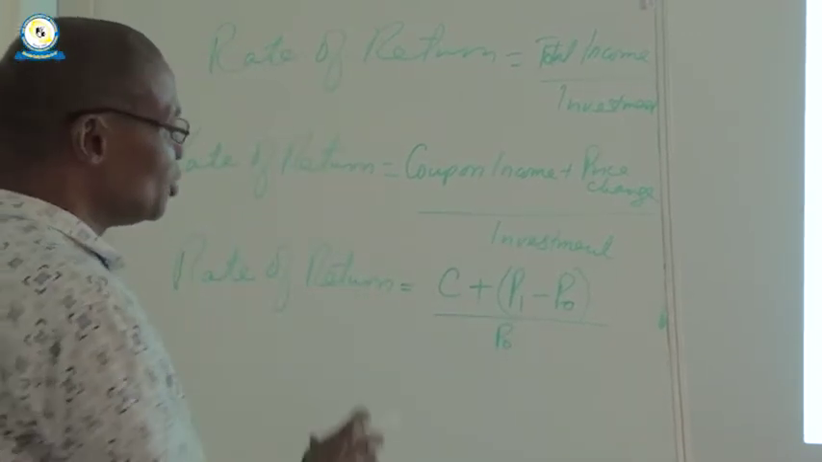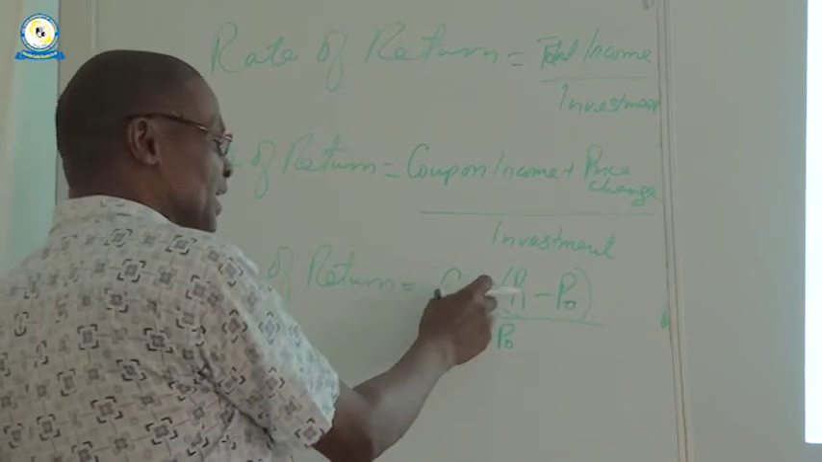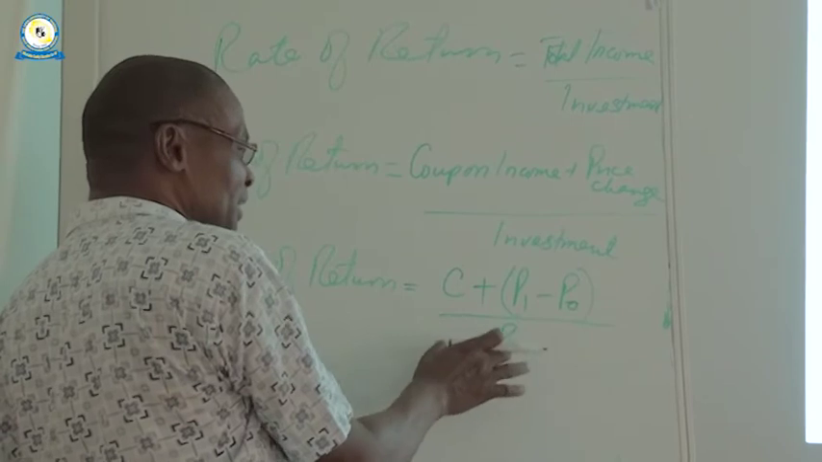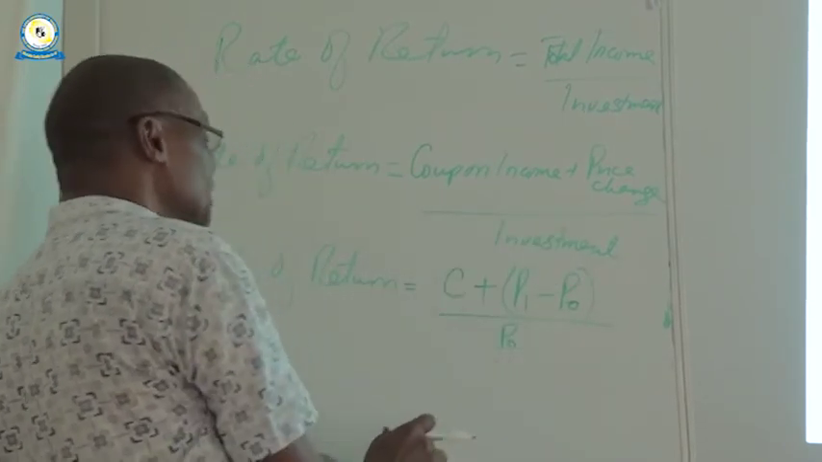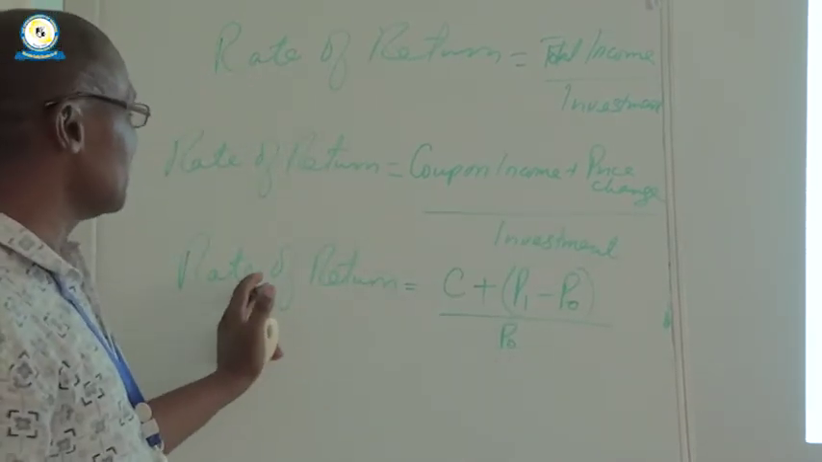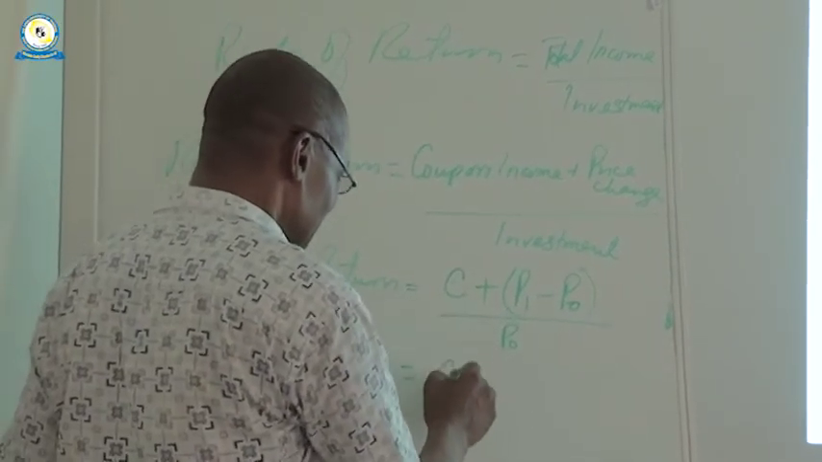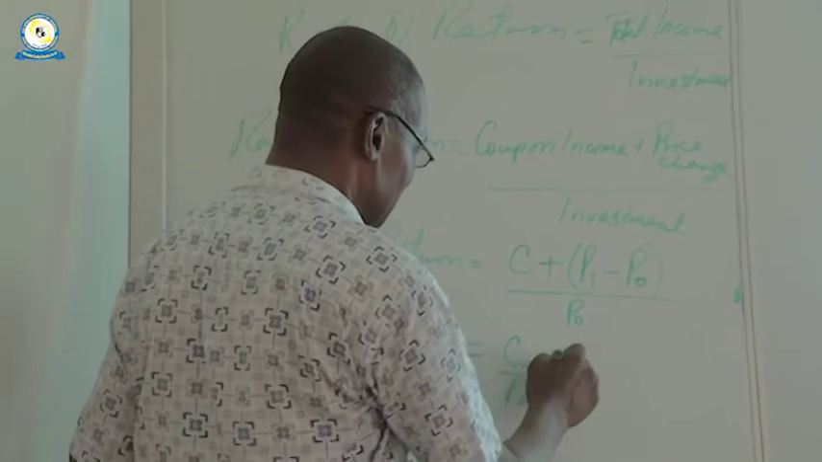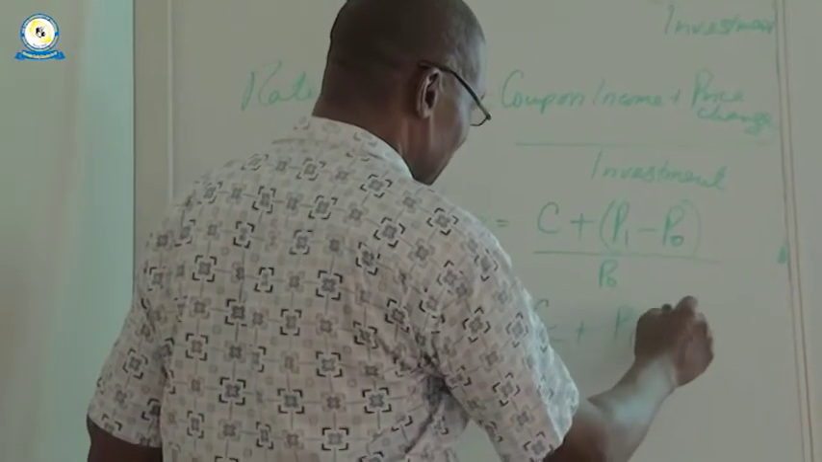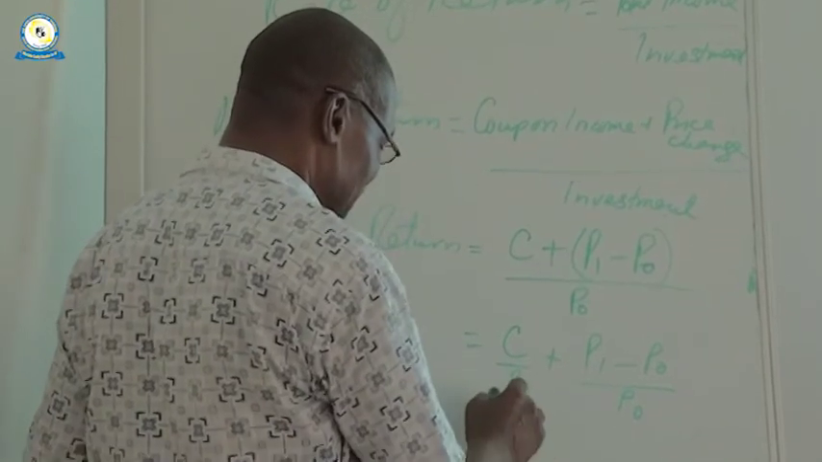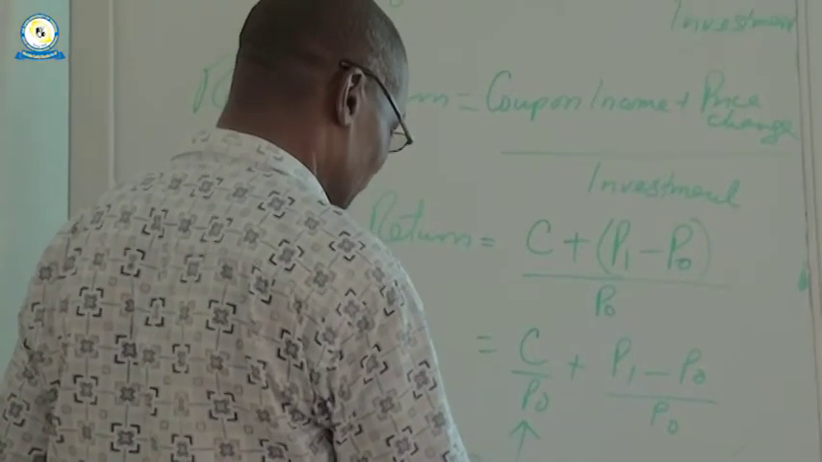So it means when you take coupon plus price change, which is P1 minus P0, and you divide by investment, which is P0, then we get the rate of return. Or in short, we can say C over P0 plus (P1 minus P0) over P0. Now this is called the current yield.